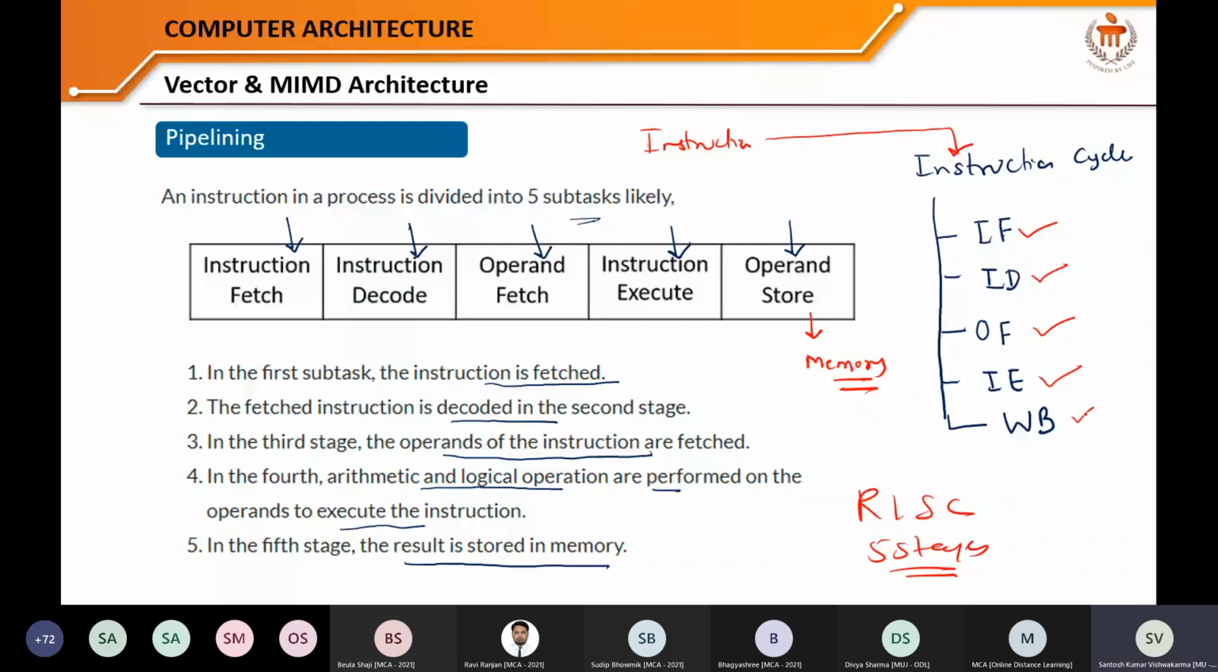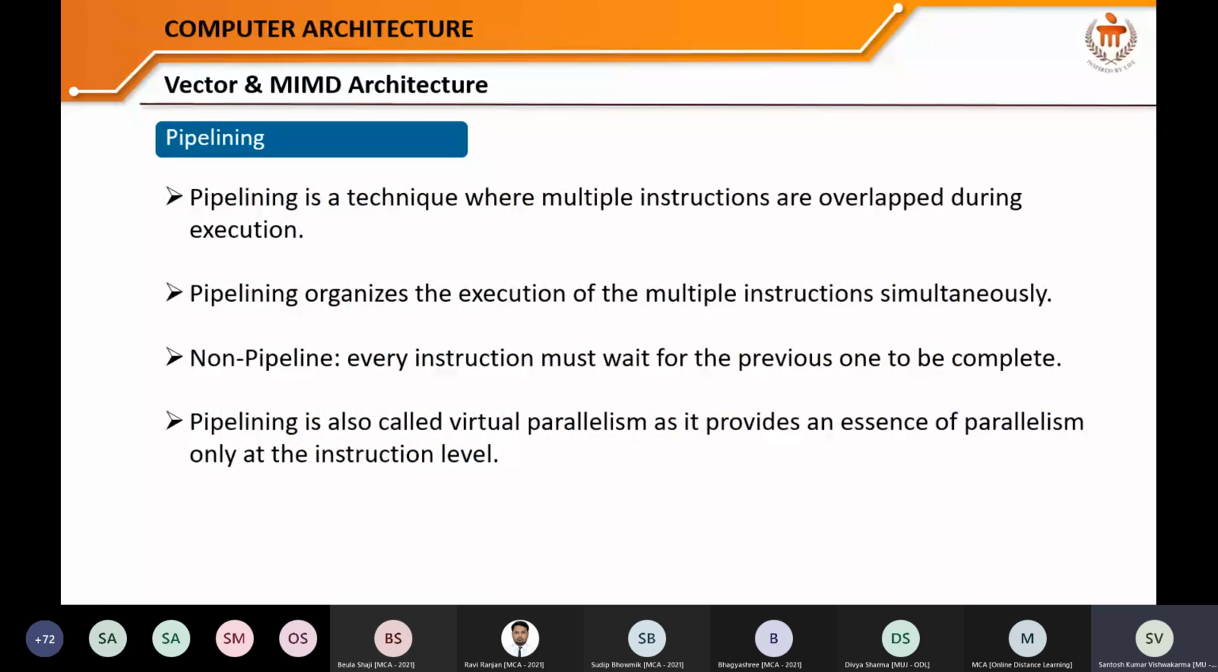So I repeat, this instruction cycle consists of 5 phases. First is fetch, decode, find out the operands, perform the execution, and the last is the result will be stored in memory. So how is this utilized in pipelining? I will show this. Okay, we'll come to the example in the next slide.